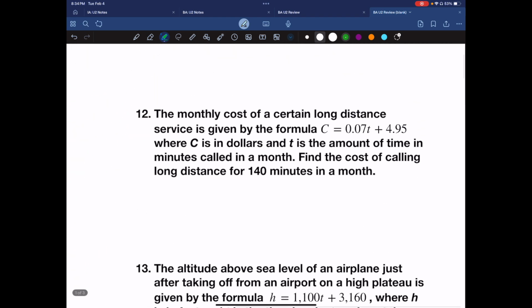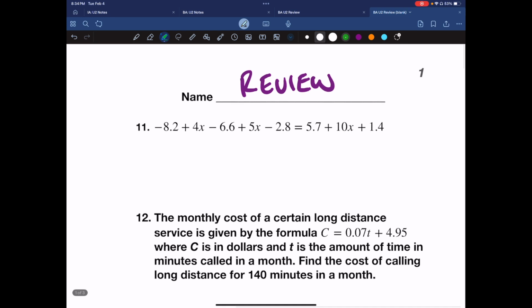Okay, we're 1/5 of the way through, right? This is one of those situations where I'm expecting you to know how to calculate, right? You're going to clean everything up first. Clean everything up first. All right. So look, I have 4x and 5x. That's going to be 9x here. And then add up all your stuff. You got negative 8.2, negative 6.6, and negative 2.8. You add all that up, you get negative 17.6 equals.